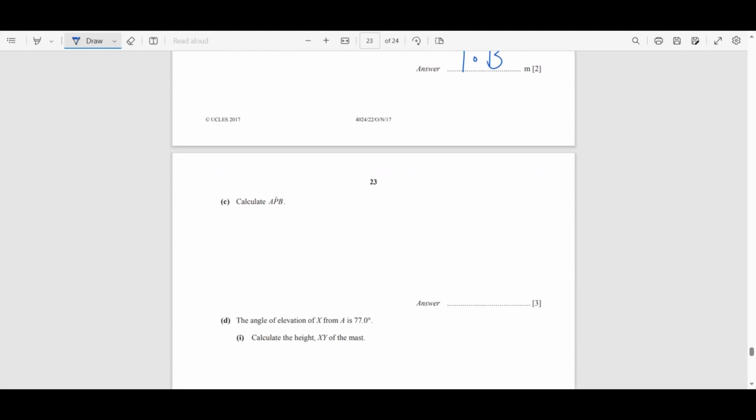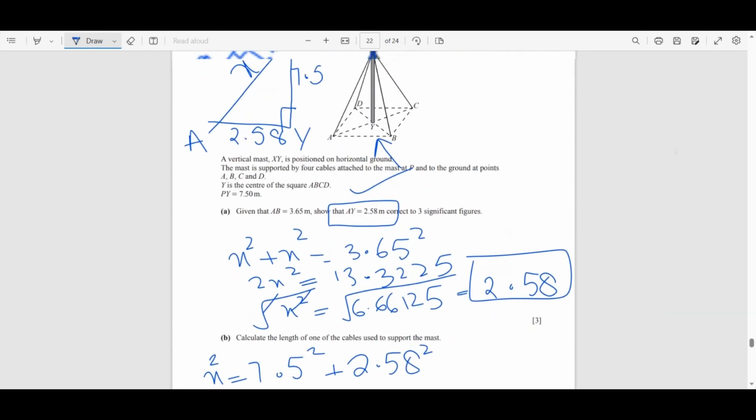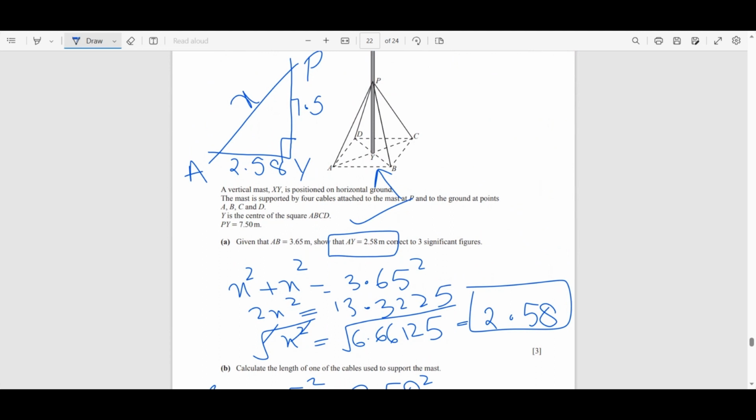Part C, calculate APB. First we need to extract the triangle APB. This is A, this is B, and this is P. APB is this angle. What we know about it is that triangle ABP is also going to be an isosceles triangle, and the reason is that it's a square and P is vertically above the center, so it has to be an isosceles triangle.